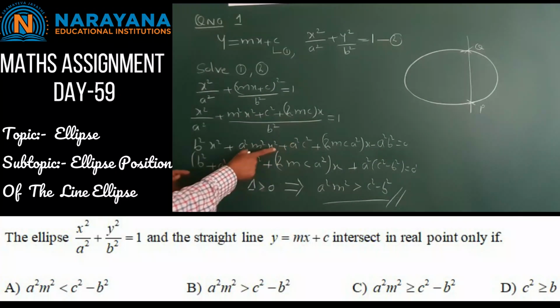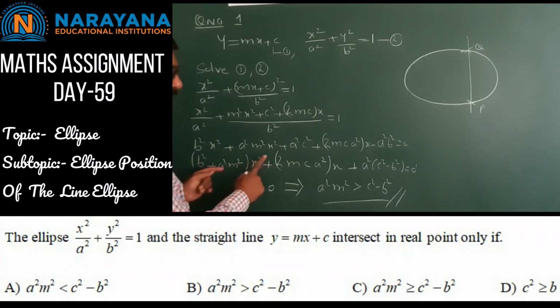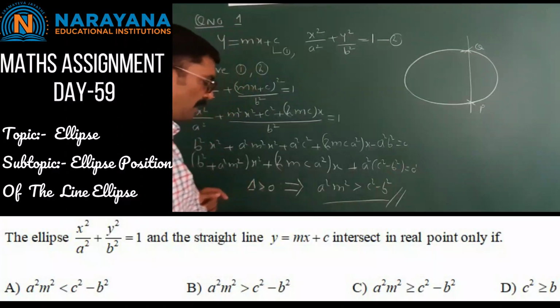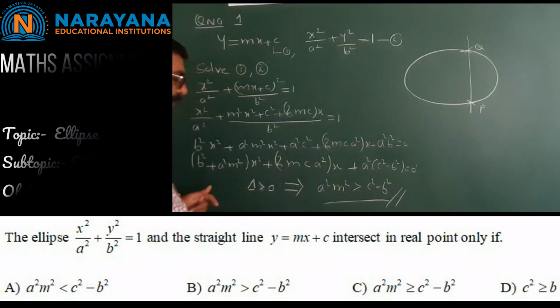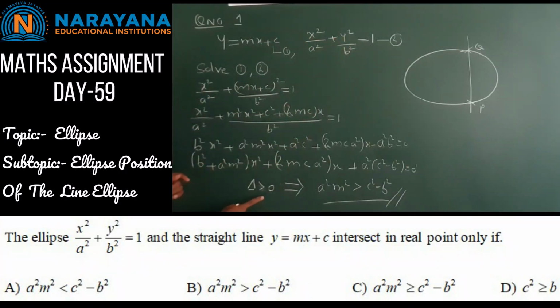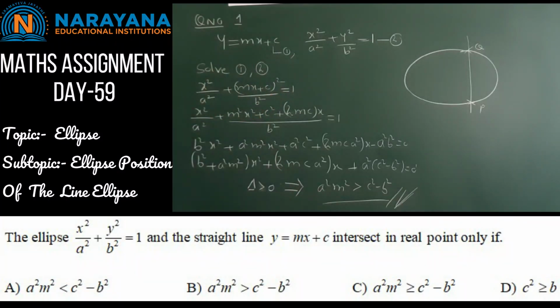try to convert it into a standard quadratic equation, that is (b square plus a square m square) x square plus 2 a square m c x plus a square into (c square minus b square). This is in the form of ax square plus bx plus c. Since the line cuts the ellipse in 2 points, it has real and distinct roots. Therefore delta is greater than 0, and then you get the required condition.